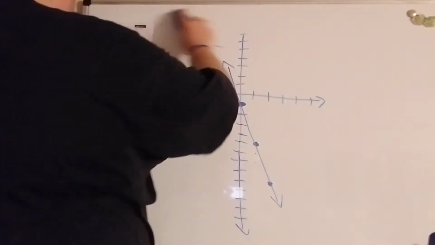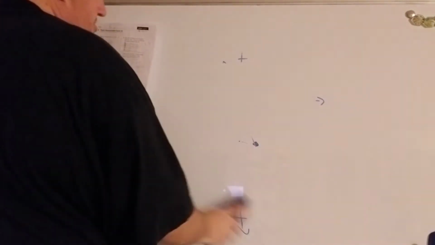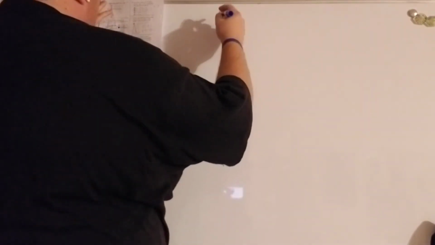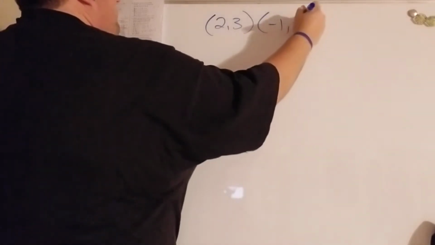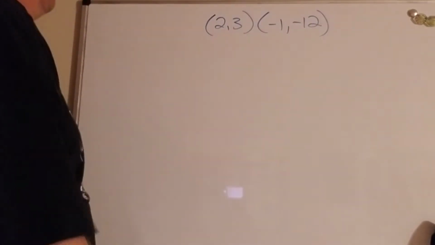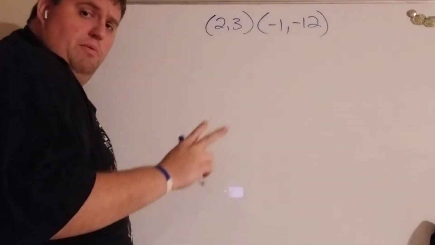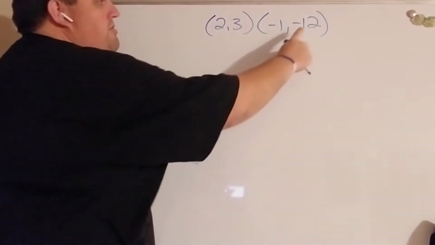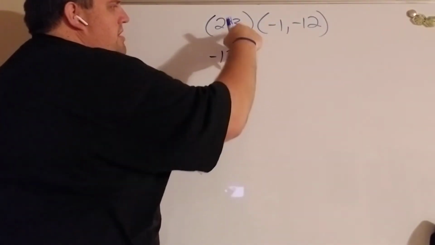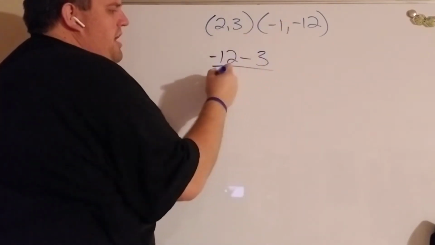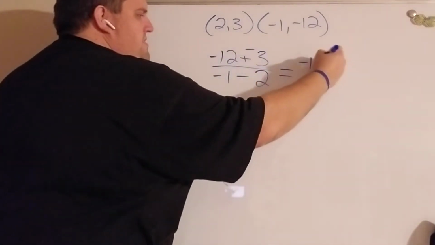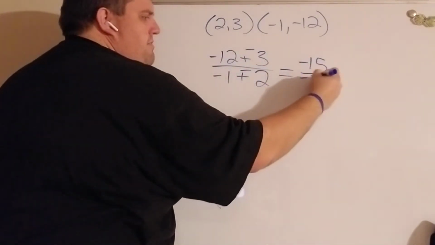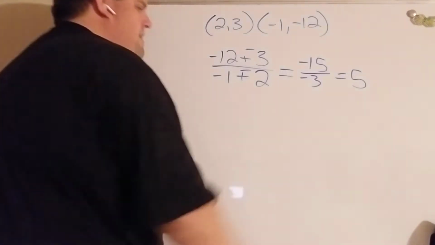Number 2, which of the following is an equation of a line that goes through those 2 points? So if they give me 2 points, let's see what we got. 2, 3, -1, -12. If I want to write an equation in slope-intercept form, the first thing I need is the slope. So I'm going to go y2 minus y1 over x2 minus x1. That's going to give me -15 over -3, which is going to simplify to 5.